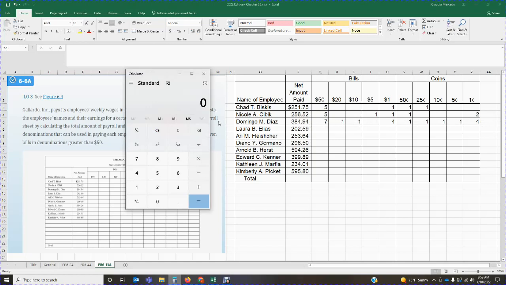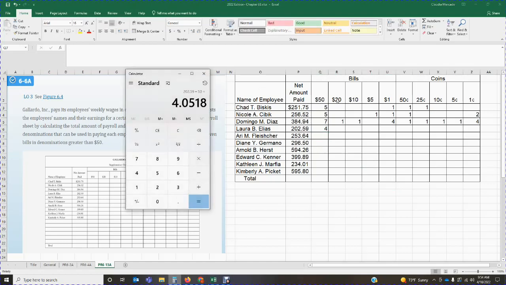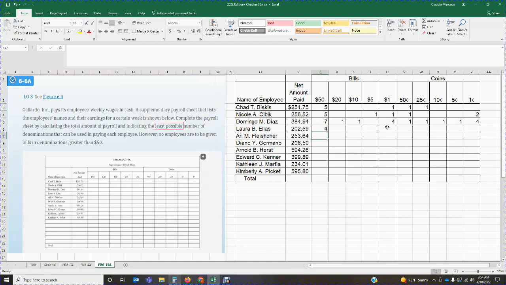One simple number will throw you off. Okay, 202.59. Let's divide by 50. We need 4 $50 bills. So that's going to give us $200. 50 times 4 gives me 200. So 202.59 minus 200, I still need $2.59. So that means I'm going to have to put $2 here. That will give me my $202.